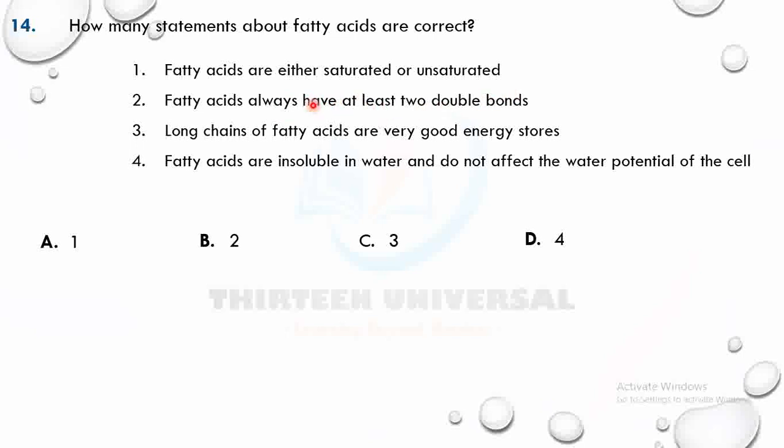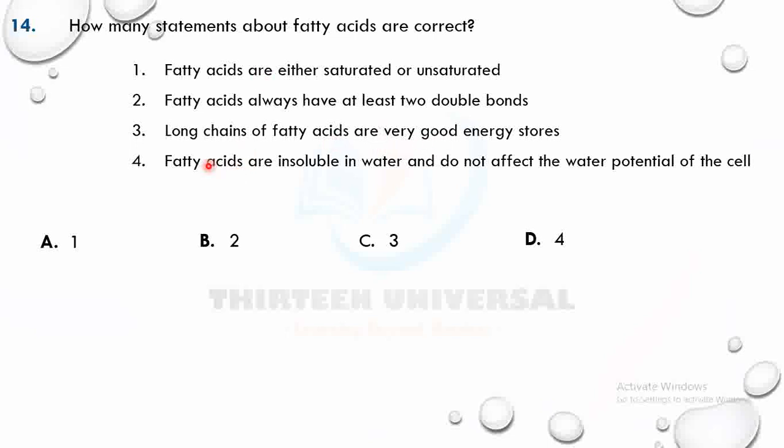Okay, it depends on the type of fatty acids. Statement 3 says long chain fatty acids are very good in energy storage. Yes, because they have a lot of hydrogen atoms. Hydrogen atoms are cellular fuel. Okay, so 3 is correct, 1 is correct.